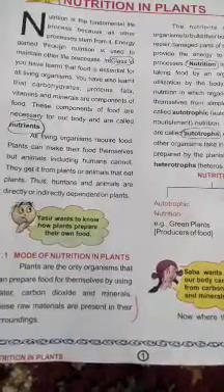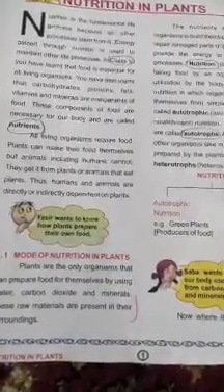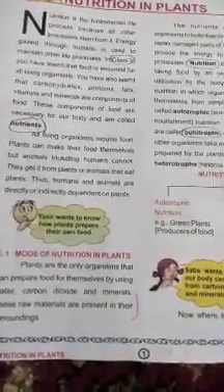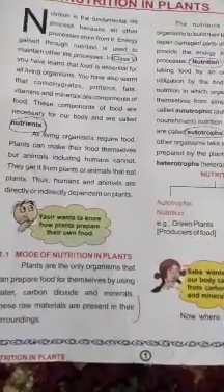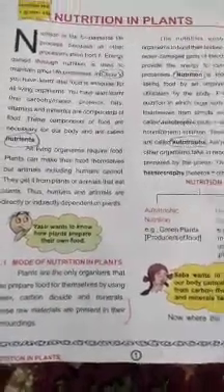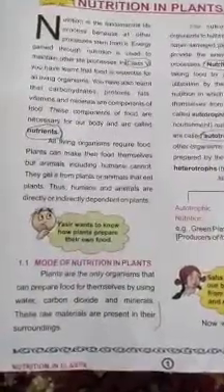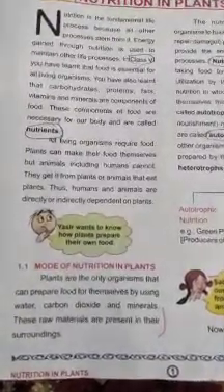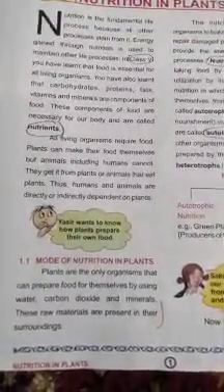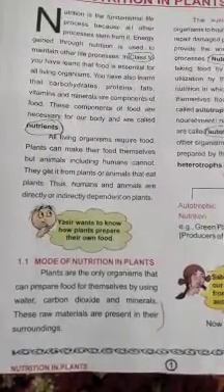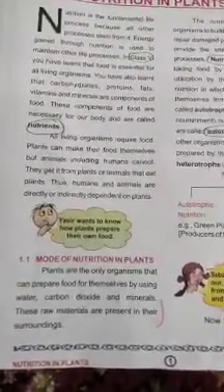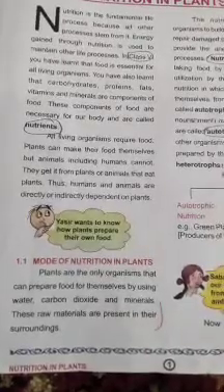How is nutrition done in plants? What is the way by which this nutrition is done in plants? Dear students, as you know, plants can manufacture their own food. That is why they are also called autotrophs.